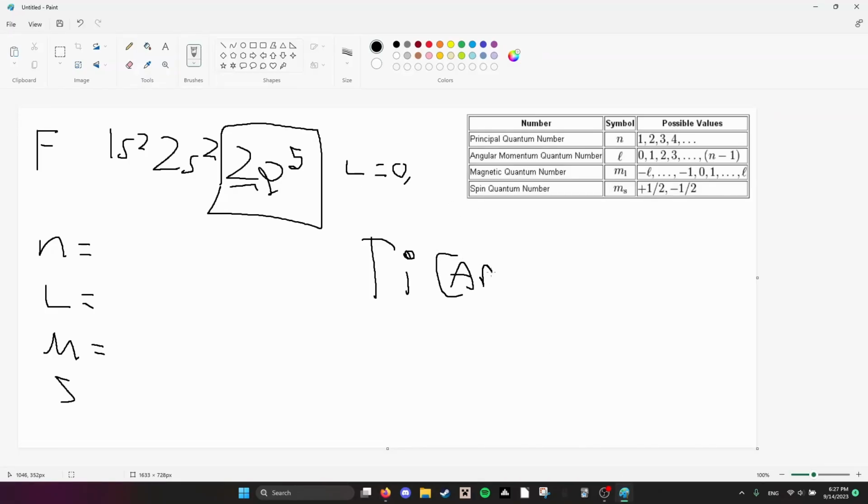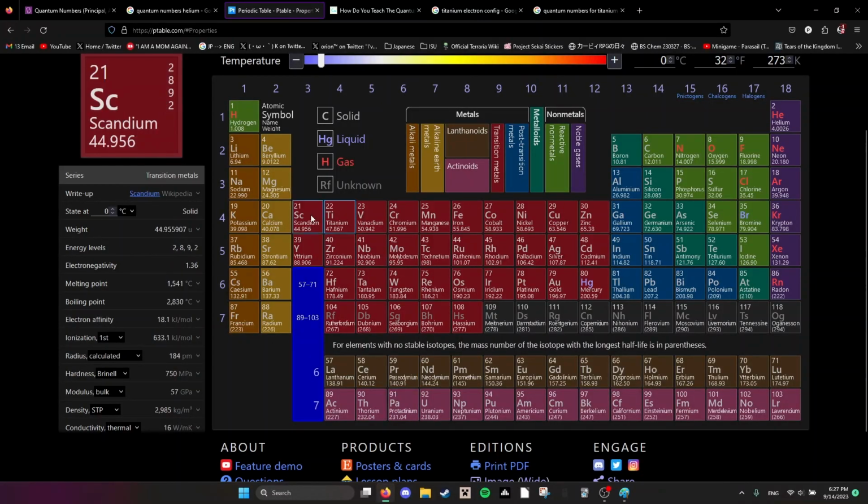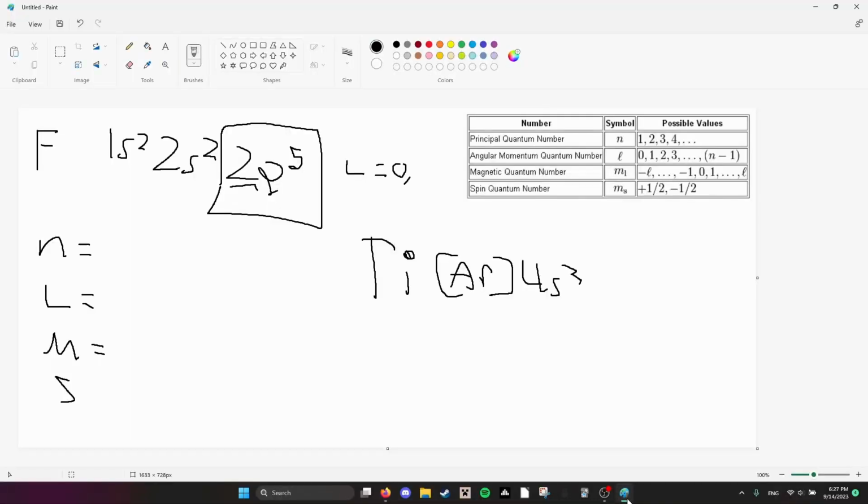I'm going to go ahead and write argon, and then we are 4s2, and then I'm cutting into the red block here, which means we're in D. We are 1, 2 in, so we are 3d2. 3d2, good. Okay, same thing follows.